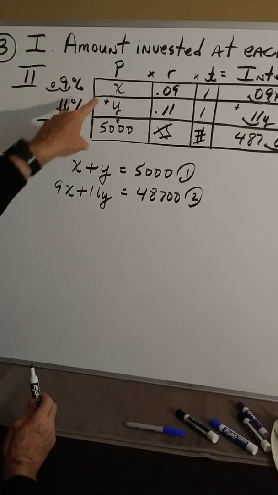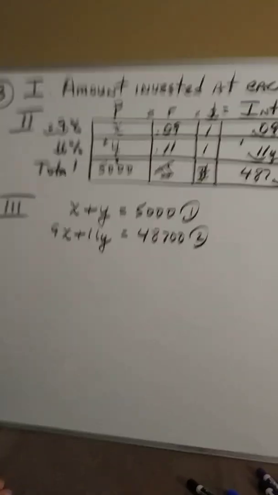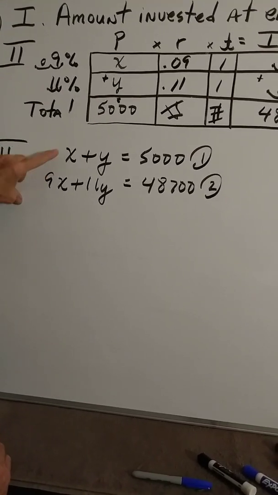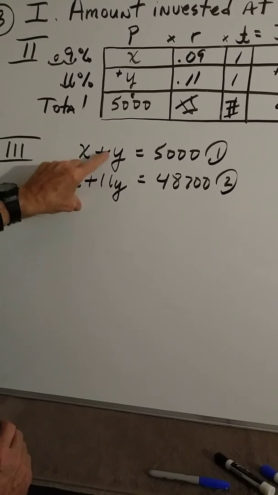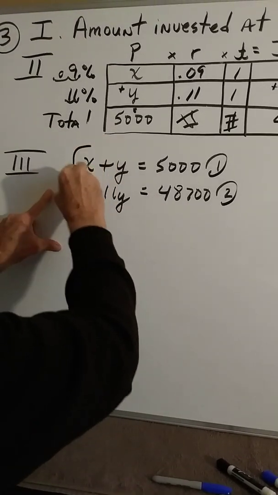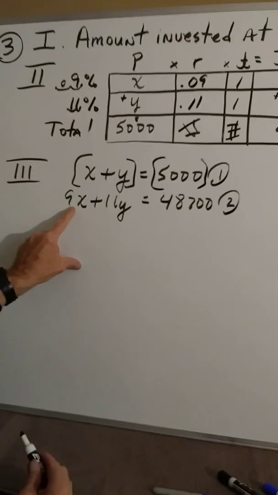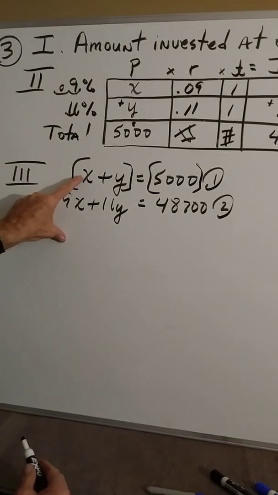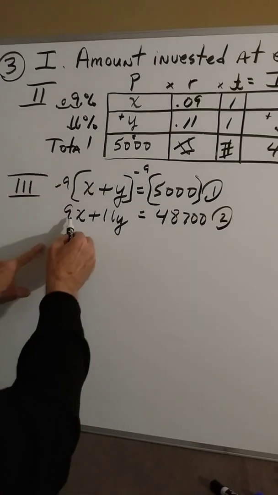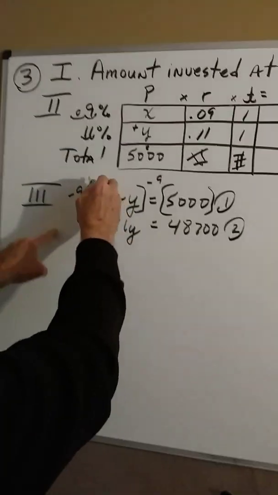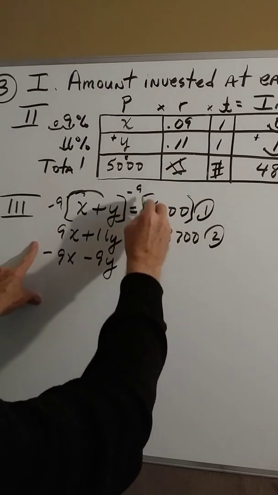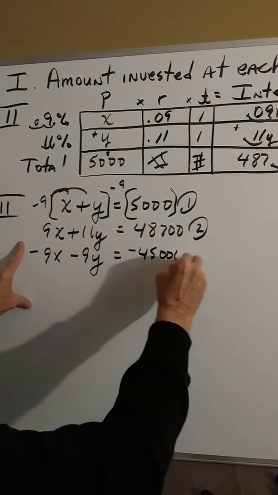We have to find the amount invested in both, so it doesn't make any difference which letter you get rid of. Coefficient is 1. Coefficient is 9. LCD is 9. LCD is 11. I'm going to get rid of the x. He's a positive 9x. I want to make him become a negative 9x. Negative 9 on the left, negative 9 on the right. Leave him right there. Let's distribute. Negative 9x, negative 9y is equal to a negative 45,000.